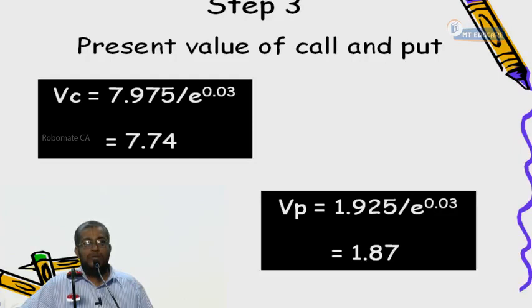Stop talking, please. Finish copying. Nothing there. Here, two black boxes. 7.975 by e per 0.03. Not even calculated. 7.74, 1.87.